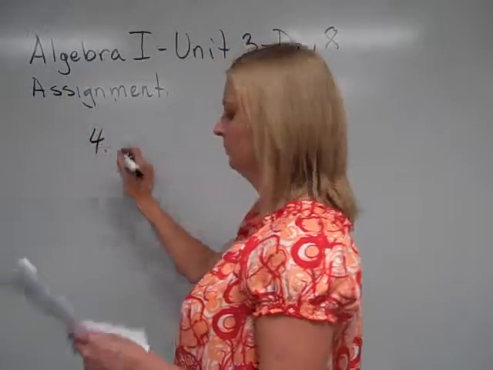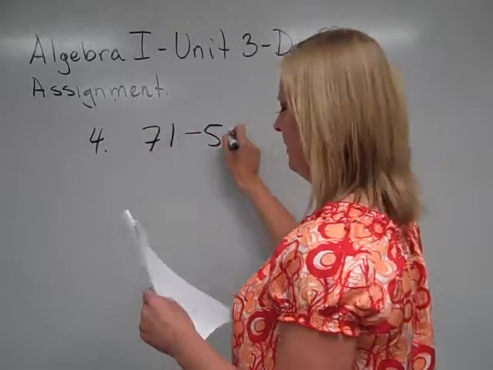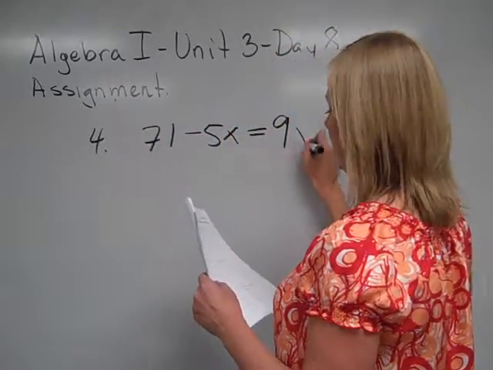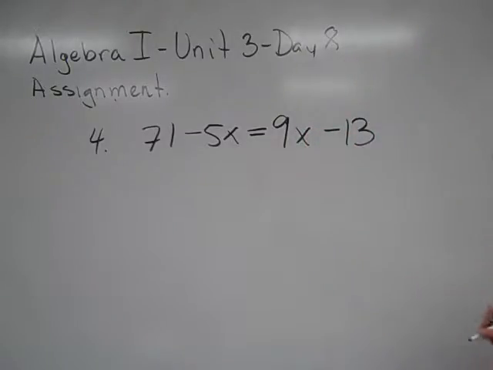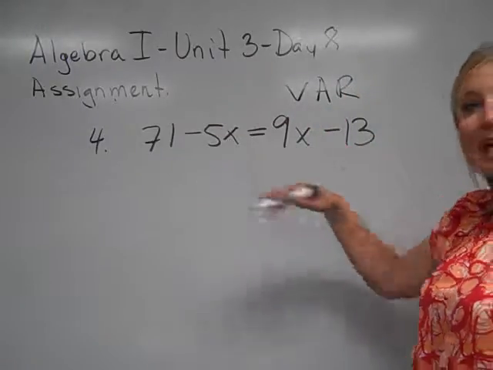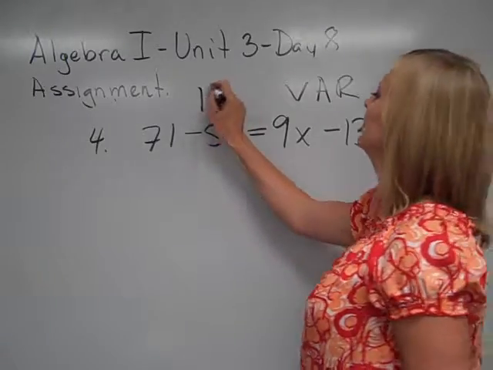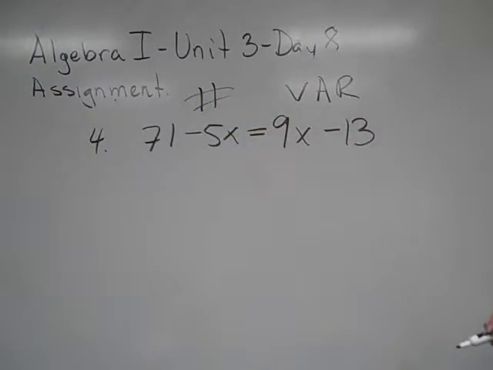Number 4, 71 minus 5x equals 9x minus 13. Let's put all of our variables on this side because 9x is bigger. Again, you don't have to, but whatever you decide, you have to go all the way through and be consistent. So all of our numbers will go to this side.